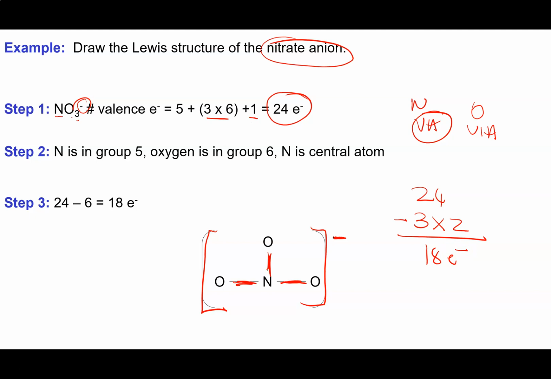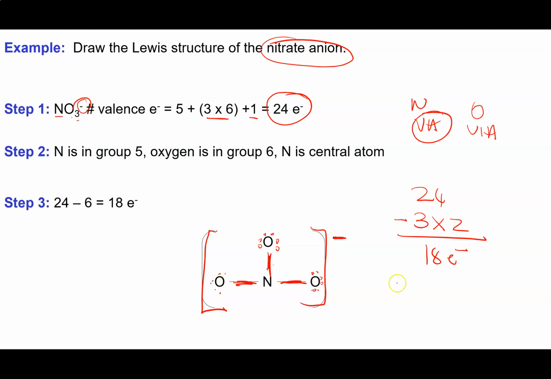So my next step is going to be to complete the octets on my outer atoms. So at the moment, every oxygen atom has 2 electrons around it, so I'm going to be putting another 6 electrons as lone pairs on each oxygen atom. There they go.